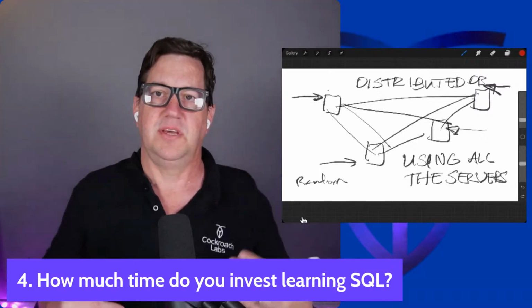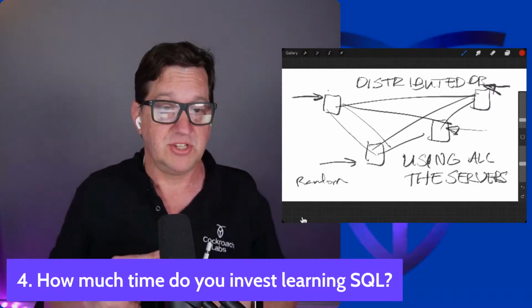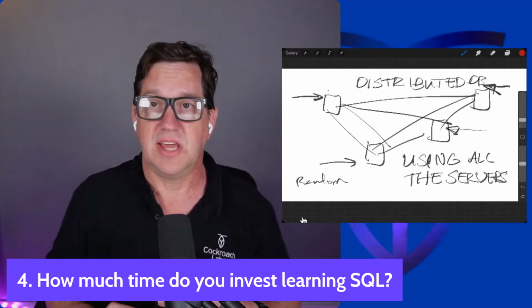Sometimes we have people that come to us, they've got huge systems and they need to migrate to distributed. They've got regional data, their tables are growing.